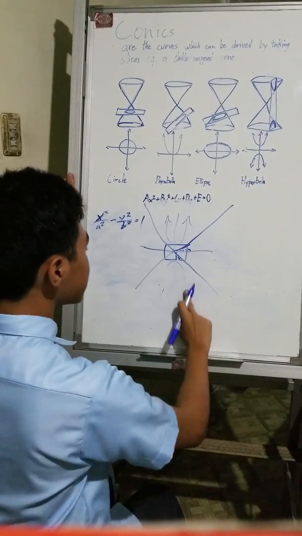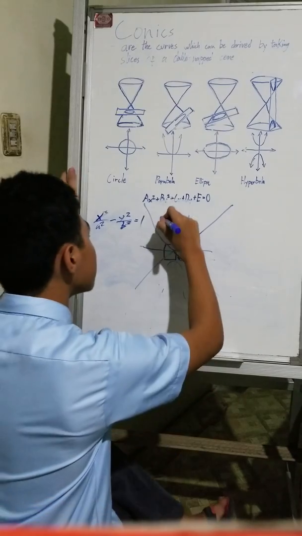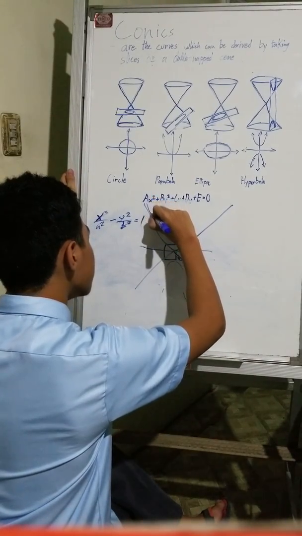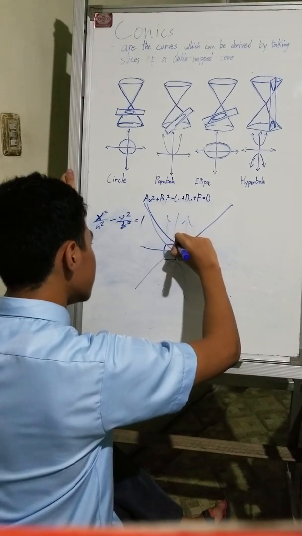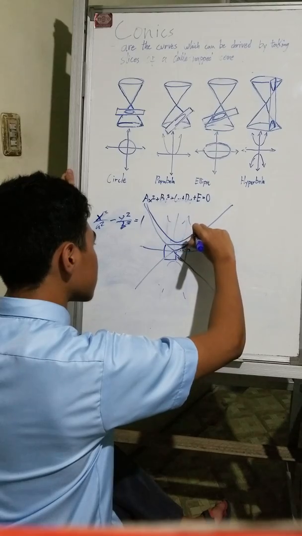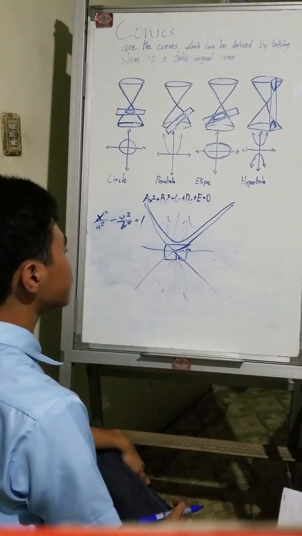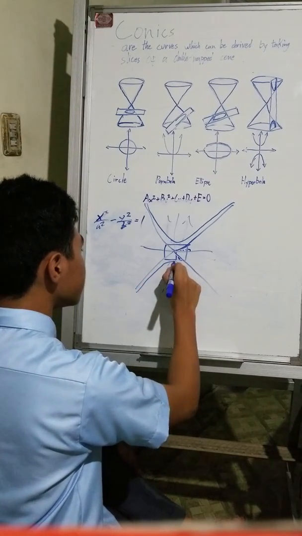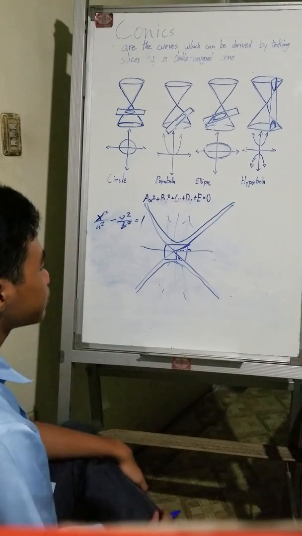What happens in a hyperbola is that the farther they get, the closer they are to the line. So it will be like this, then slowly they'll get closer and closer to the line. They never touch the line, but they're getting closer and closer.